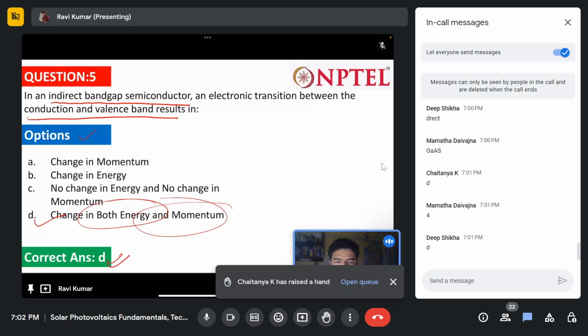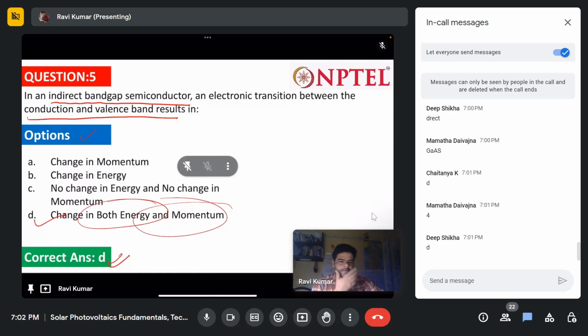Yes, Chaitanya, you can speak or you can write. Sir, I have a doubt. In the lecture it is mentioned that silicon and germanium, gallium arsenide come under direct. Sir, this is purely an experimental result, right? Based on the spectrum which you showed earlier.